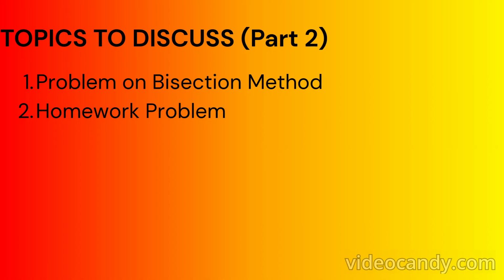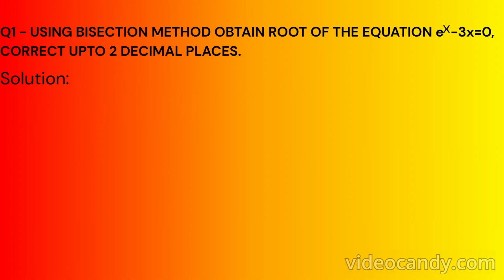These are the topics we discuss as part 2: the problem on bisection method and a homework problem. Question 1. Using bisection method, obtain the root of the equation e^x minus 3x equal to 0, correct up to 2 decimal places.